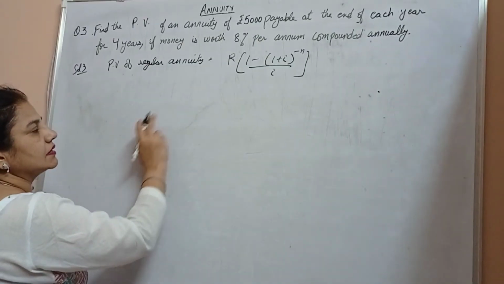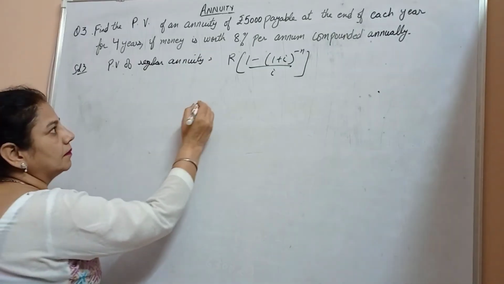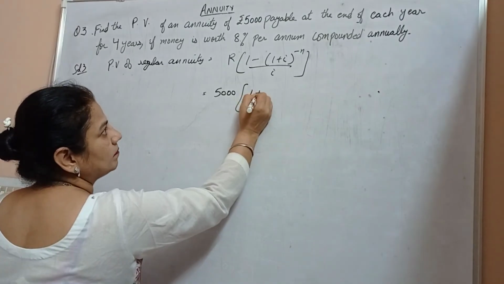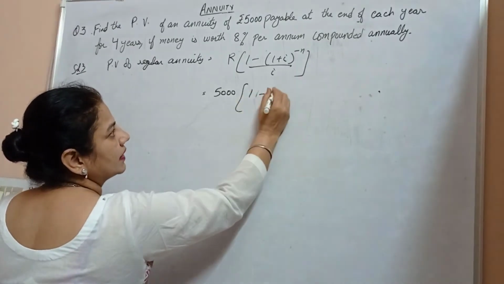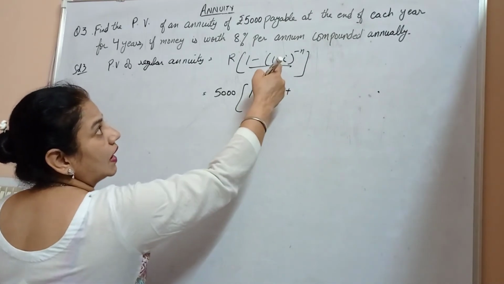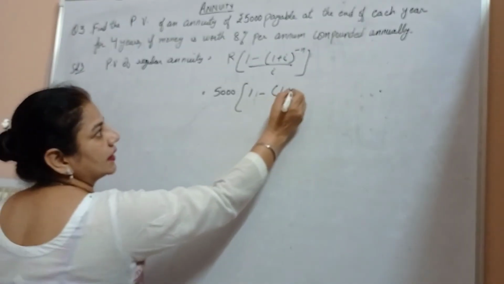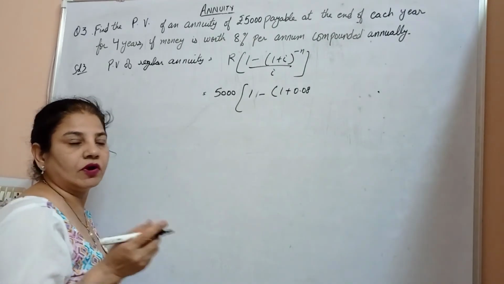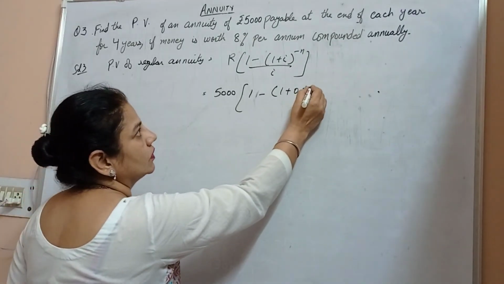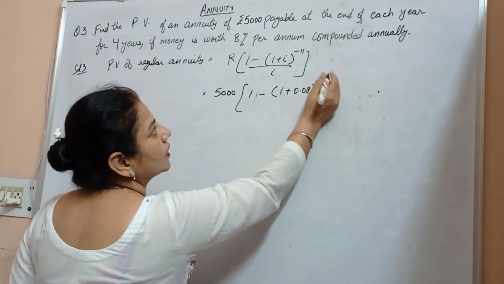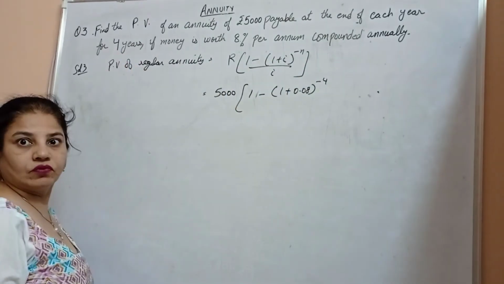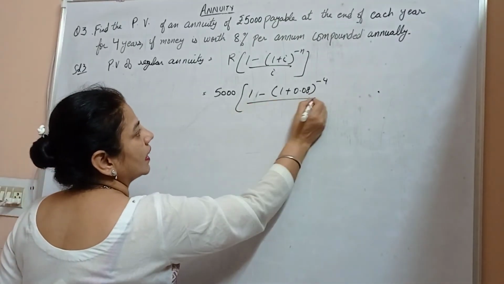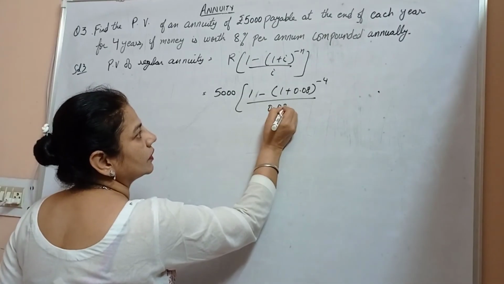In this particular case, our R is 5,000. Payable amount is 5,000. 1 minus (1 plus I), the rate of interest is 8%. That comes out to be 0.08. 8% in decimal form, we will get 0.08. Whole to the power minus 4, as the time period is given to us as 4 years. So we substitute here, and I is 0.08.